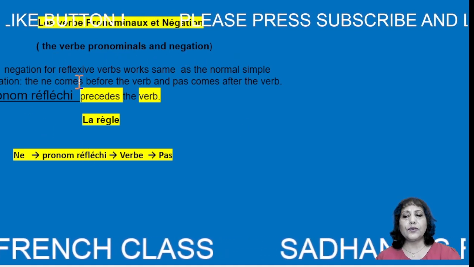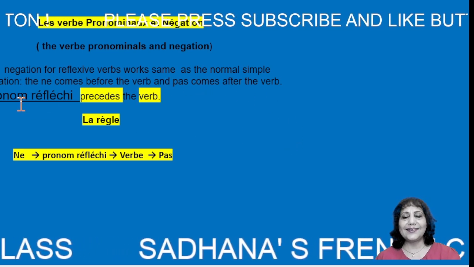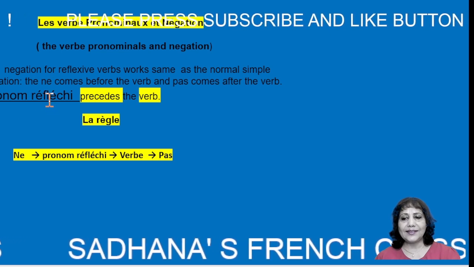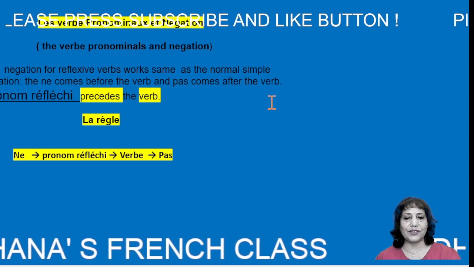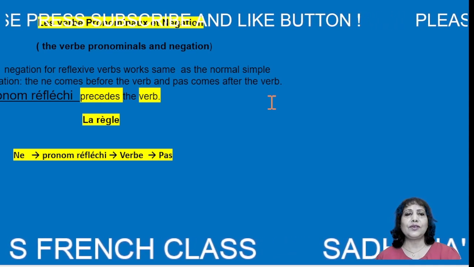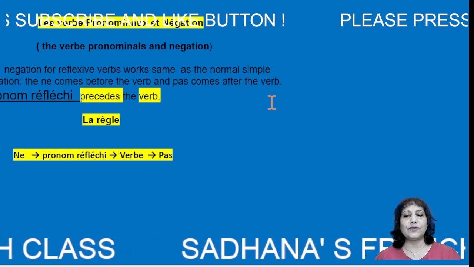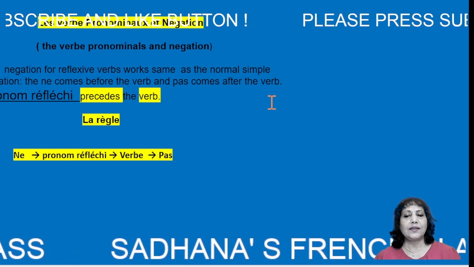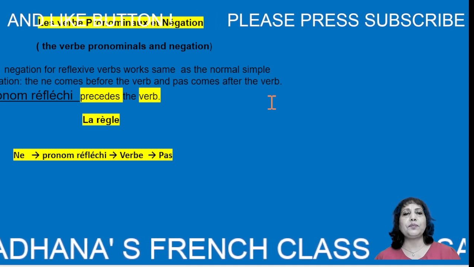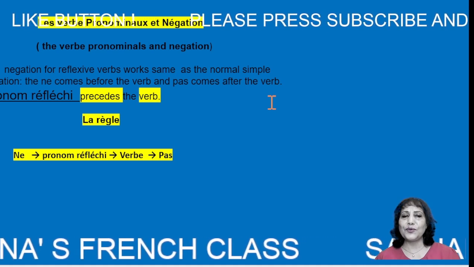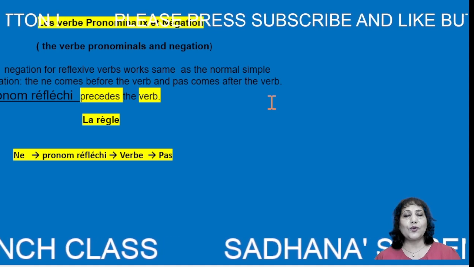The negation for reflexive verbs works the same as the normal single negation. All right, the ne comes before the verb and pas comes after the verb. Same rule as in simple negation also. Ne and pas in between the conjugated verb. Same thing is here. The thing which worries the student is where we place the reflexive pronoun, which is part of the pronominal verb.